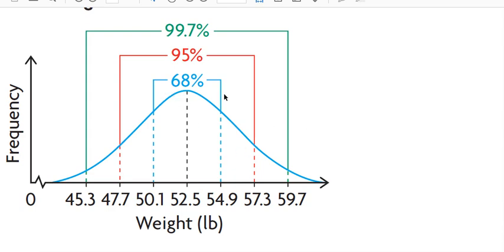Okay, so here's 68%, here's 95, and here's 99.7. All right? So what this is going to do is let us draw a normal curve. We're going to be able to guess the percentage of the class, let's say, for our marks. 68% of the class, let's say, would be between this mark and this mark, and so on. So for statistical analysis and things like that, these curves are good.